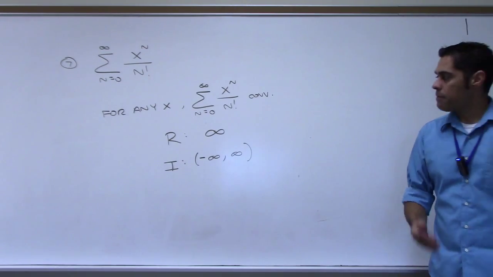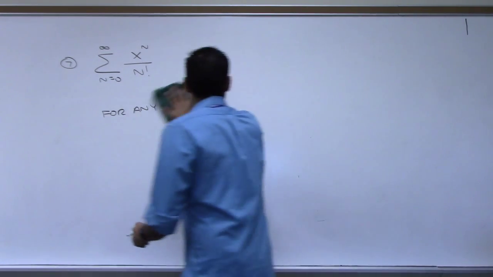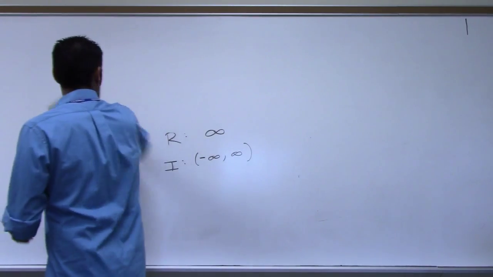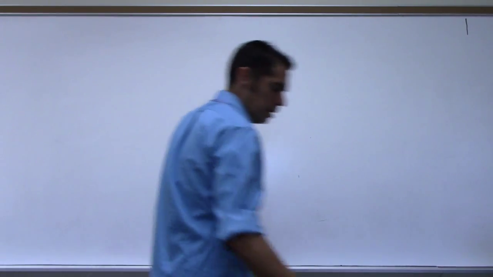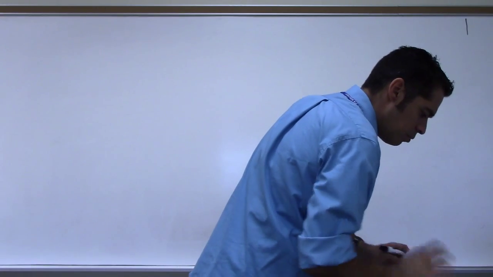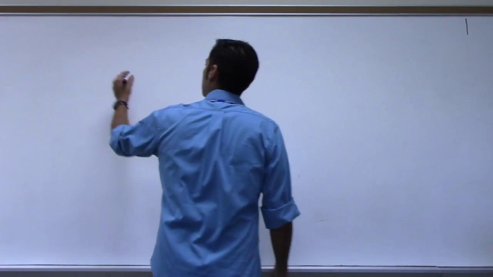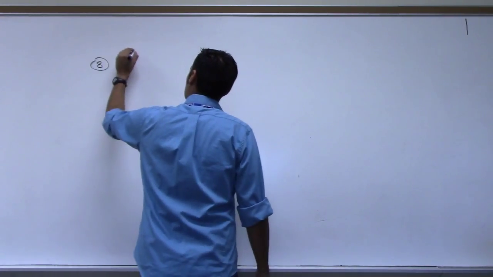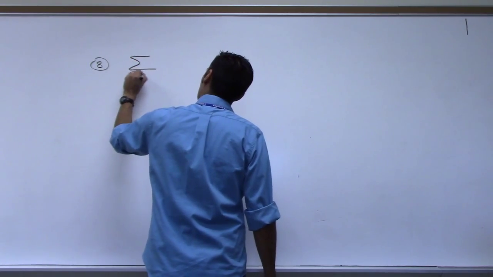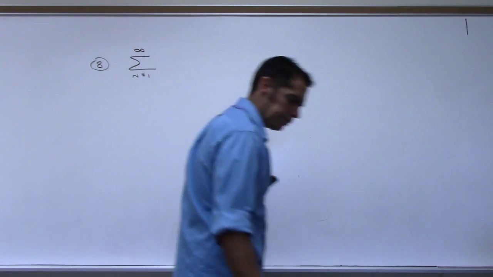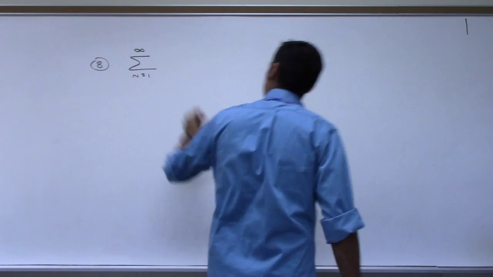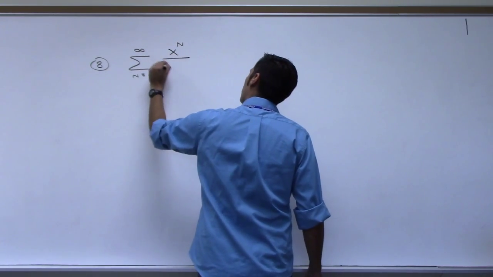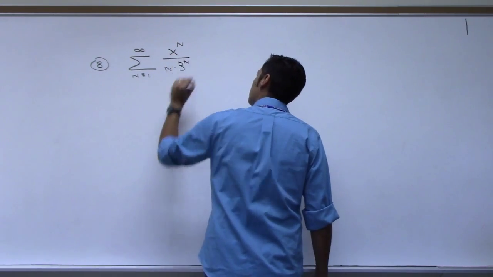All right. Next. Eight. Sum n equals 1 to infinity, x to the n over n times 3 to the n.